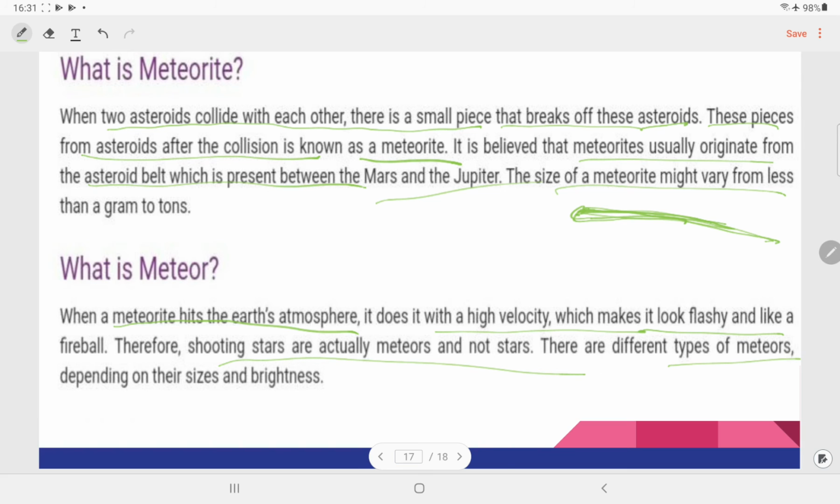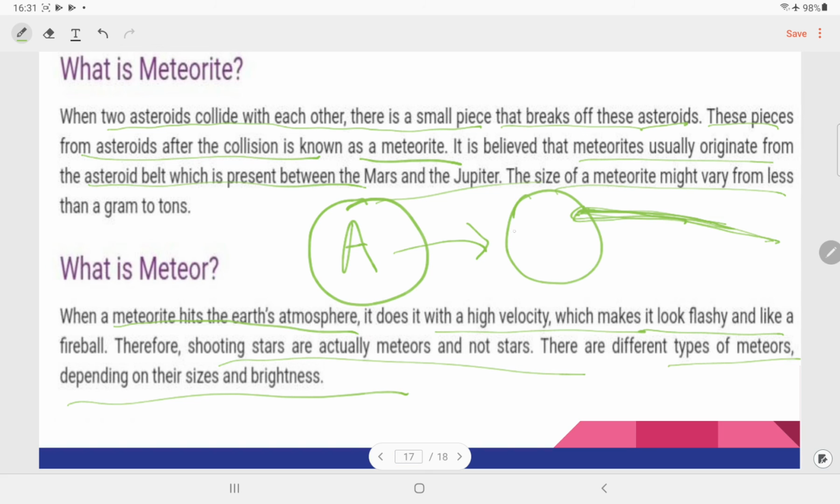There are different types depending upon the size of the asteroid. First are asteroids. Then when asteroids break up, they become meteoroids, and when a meteoroid comes into contact with Earth's atmosphere, it becomes a meteor. So this is the complete picture of asteroids, meteoroids, and meteors.